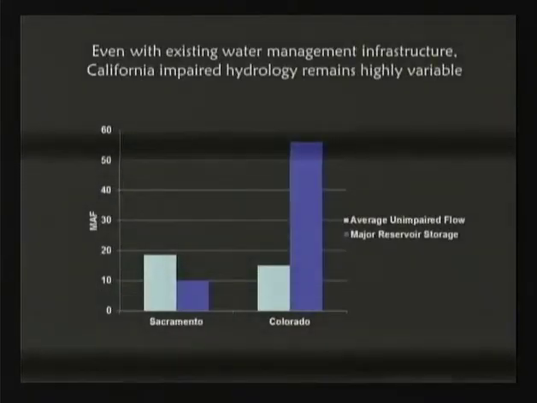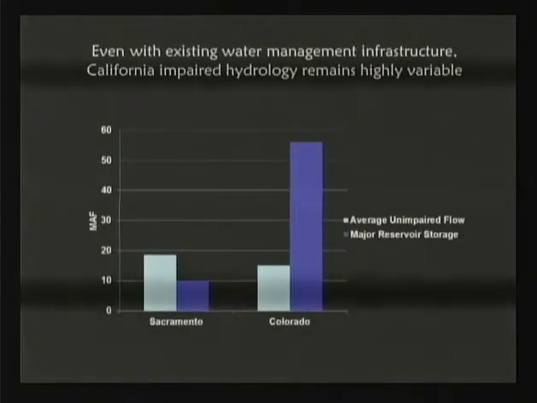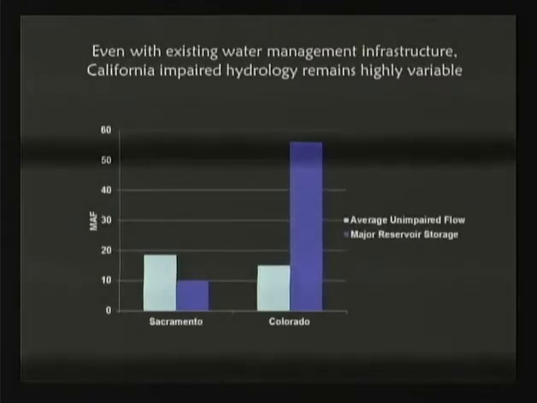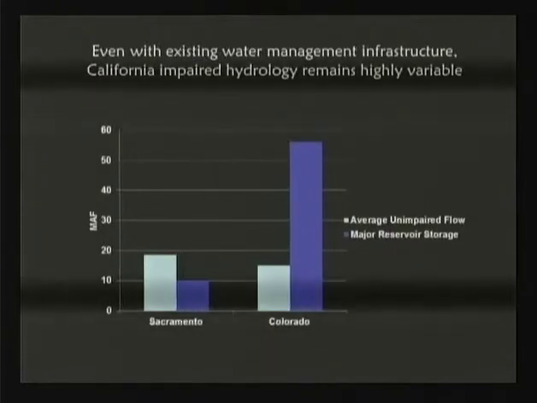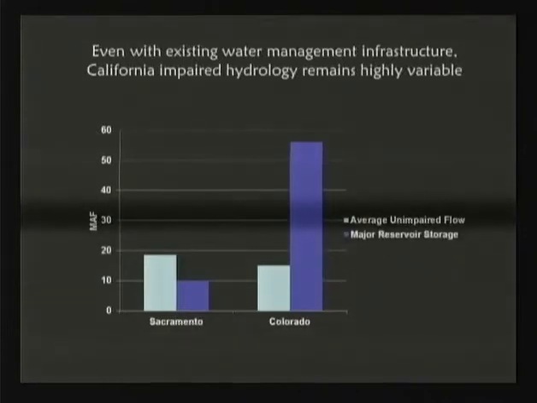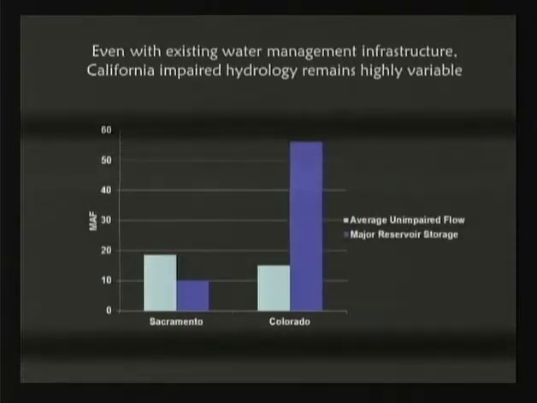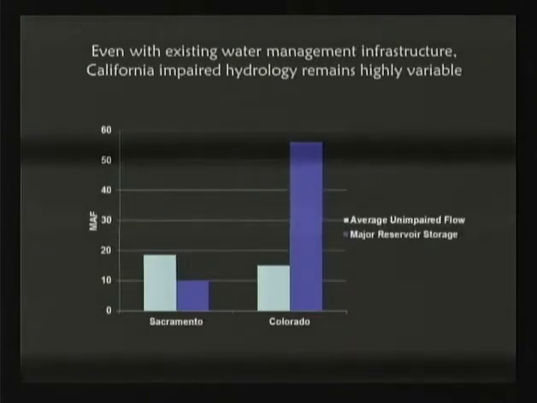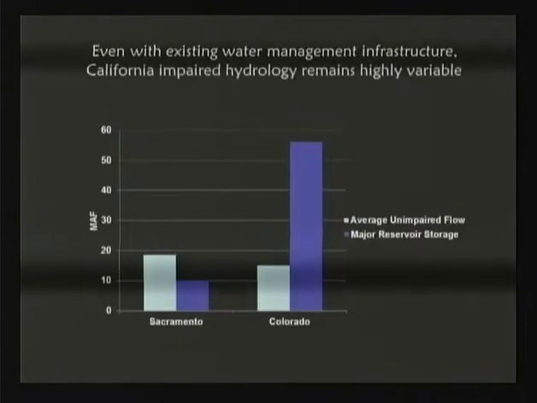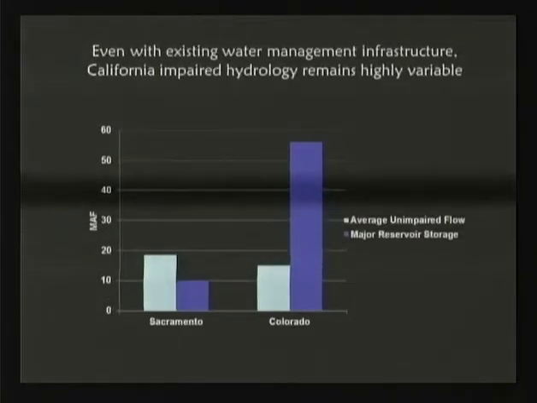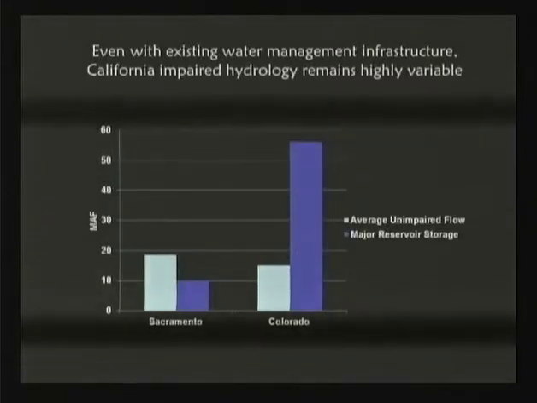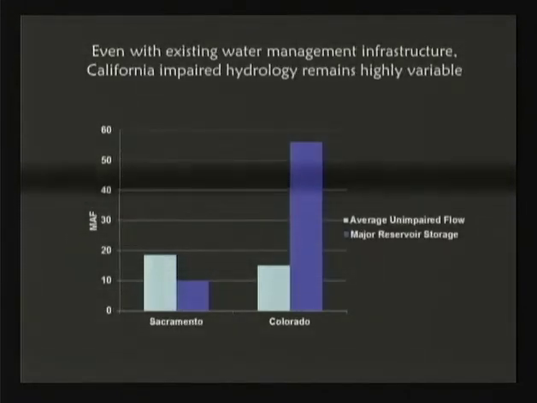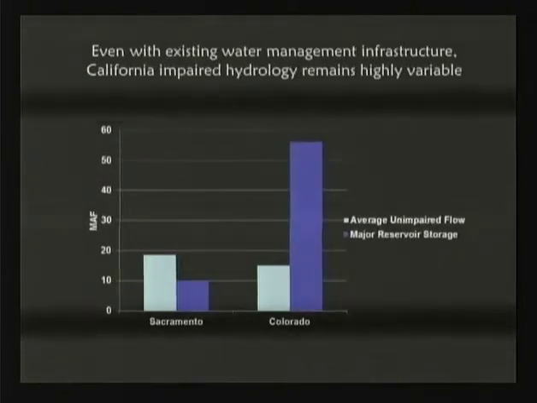And I think this is a pretty important point because this really gets at the limitations to the management capabilities of the projects. What I'm showing here is that lack of storage. Here's a comparison of the storage in relation to the average unimpaired flow in a couple of basins, the Sacramento Basin versus the Colorado Basin. You can see that even though the Colorado Basin has slightly less average unimpaired flow than the Sacramento, it has over 5 times the storage capability of the Sacramento system. It's a very storage-poor system in relation to the amount of unimpaired flow that we see.